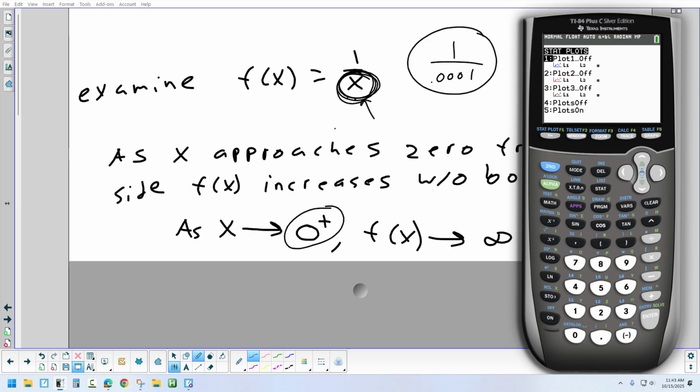So if I put that graph back in. As you start to approach 0 from this side, from the right side, all of a sudden the y value takes off and goes up to infinity. What happens as you approach 0 from the left side? This is the left side over here. What happens as I start to get close to 0 on that side?